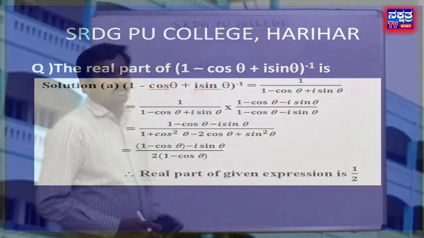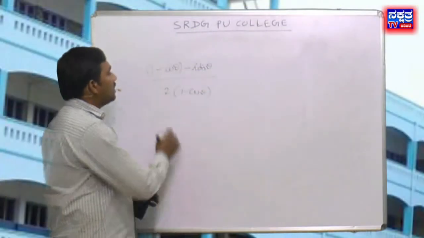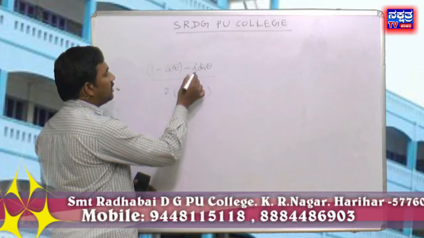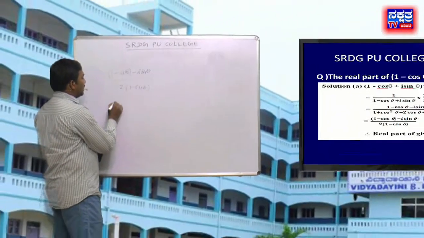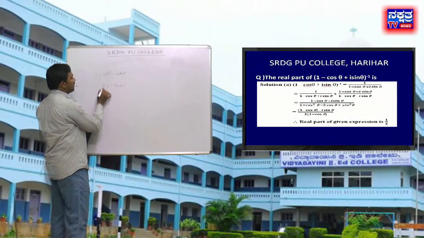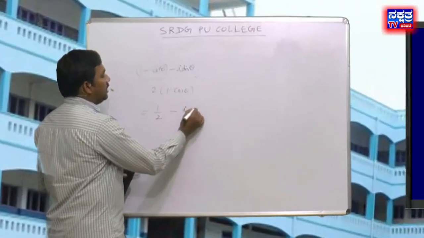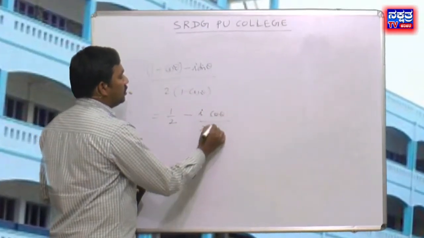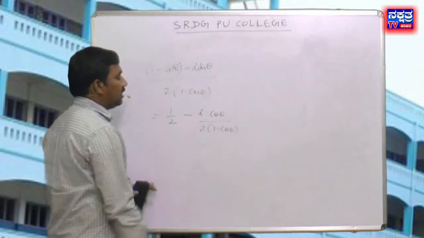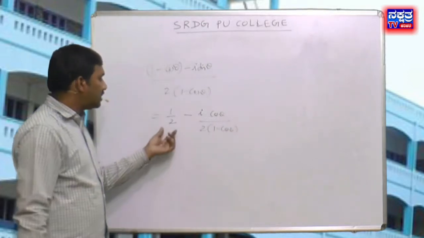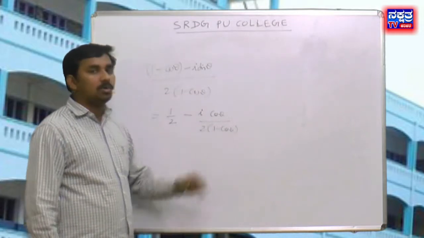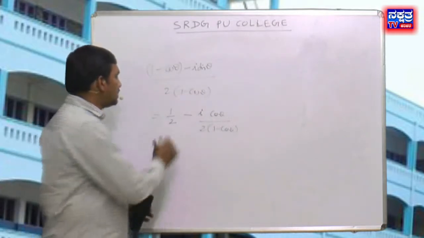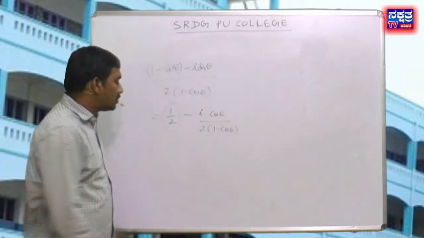Watch the board, students. Here the final answer we are getting is (1 minus cos theta minus i sin theta) by 2 into (1 minus cos theta). If you separate it as real part and imaginary part, (1 minus cos theta) by 2 into (1 minus cos theta), that is 1 by 2, minus i into cos theta by 2 into (1 minus cos theta). Then if you see here, the real part is 1 by 2 and the imaginary part is minus cos theta by 2 into (1 minus cos theta). So what is the real part here? 1 by 2. So there is no confusion.